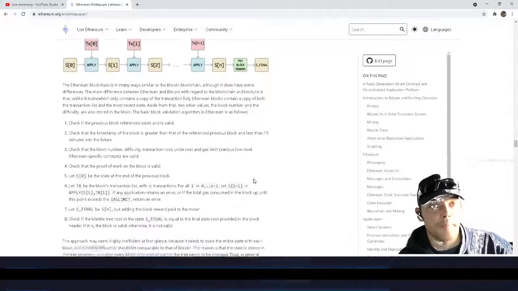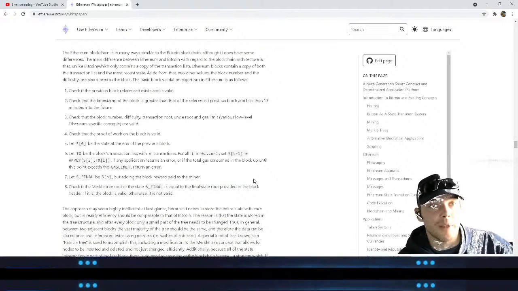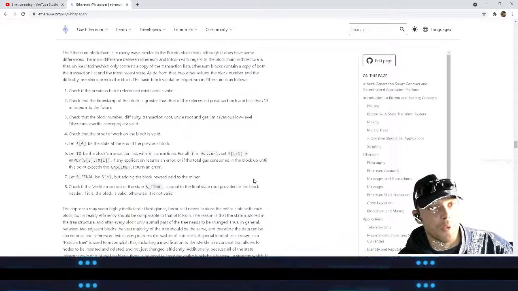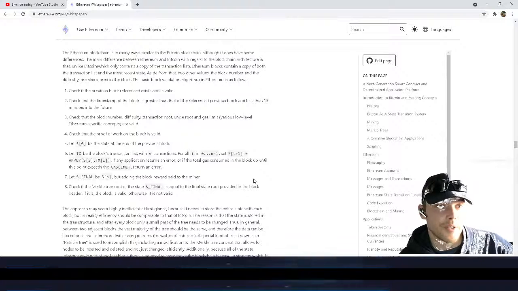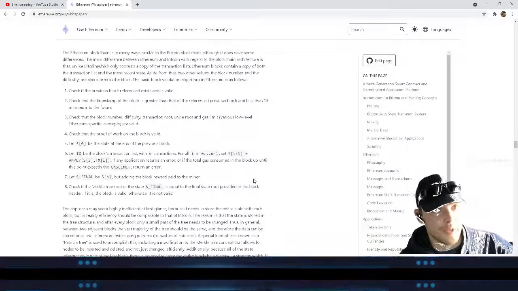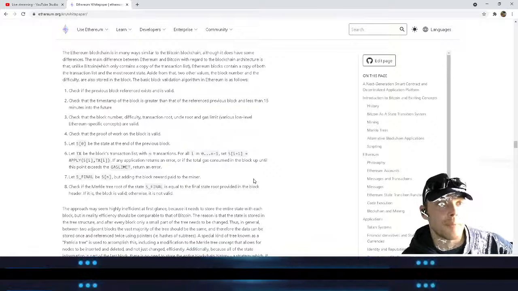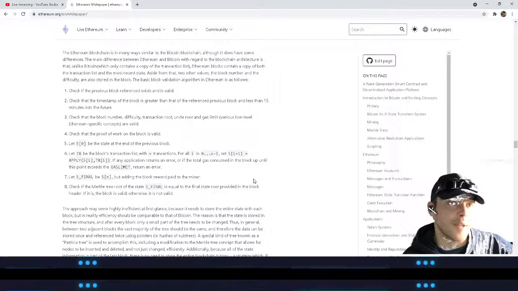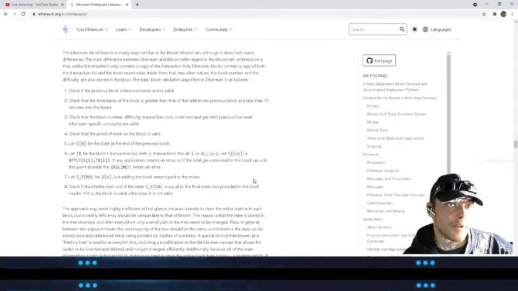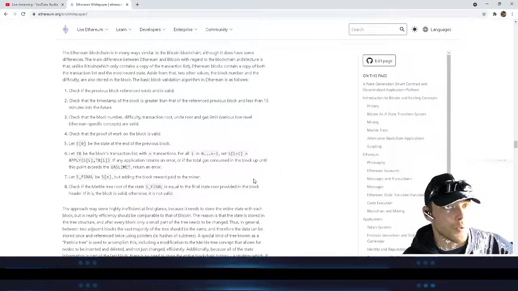Blockchain and mining. The Ethereum blockchain is in many ways similar to the Bitcoin blockchain, although it does have some differences. The main difference between Ethereum and Bitcoin with regard to the blockchain architecture is that, unlike Bitcoin, which only contains a copy of the transaction list, Ethereum blocks contain a copy of both the transaction list and the most recent state. Aside from that, two other values, the block number and the difficulty, are also stored in the block.